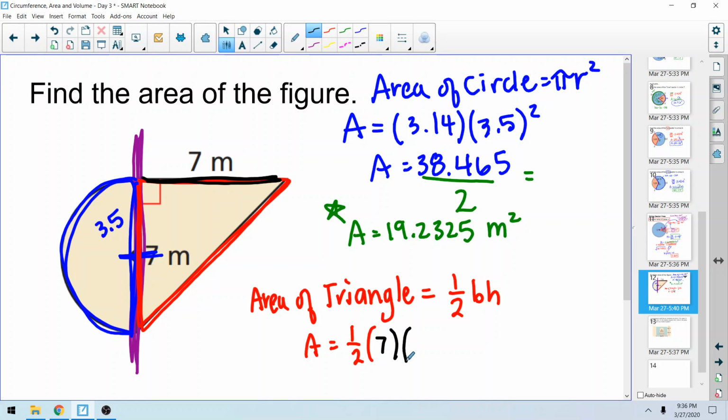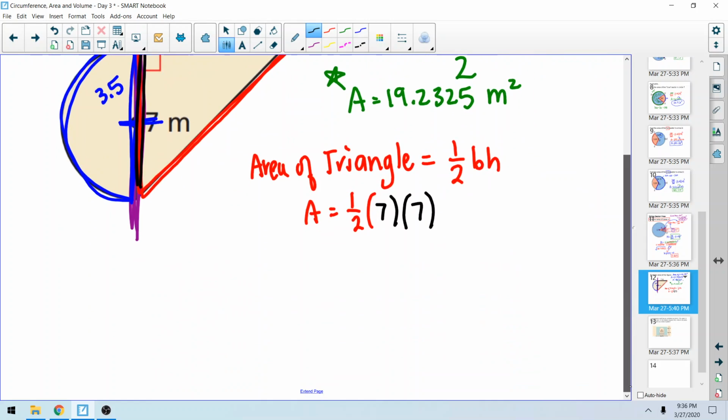Times the height of your triangle. Well, where's that? Right here. 7. And then we're going to take our calculators. I'm going to do 1 divided by 2 times 7 times 7, which is going to give me 24.5.